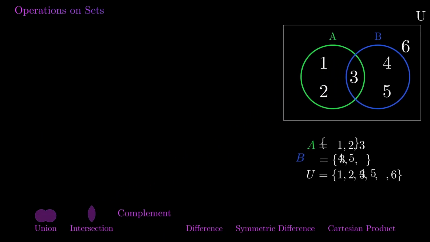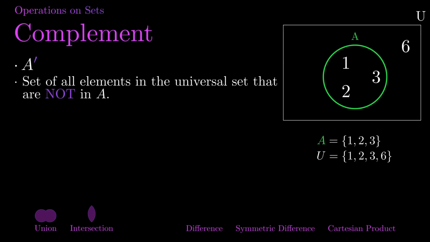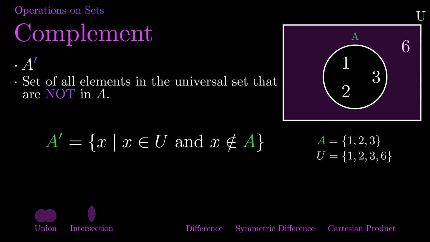Third, complement. This is written with a prime symbol, like A prime. The complement is the not operation. It's everything that isn't in the set, but is still inside the universe U. So the complement of A is every element outside of A.